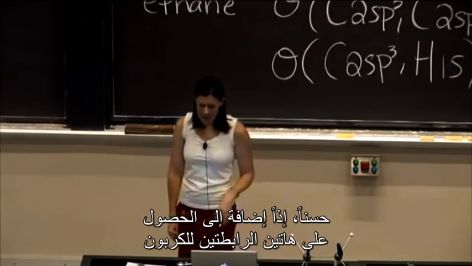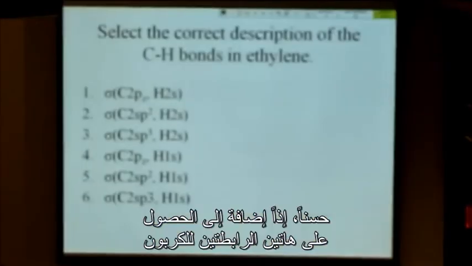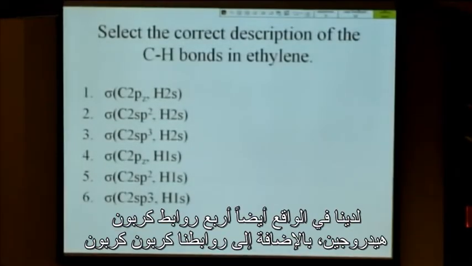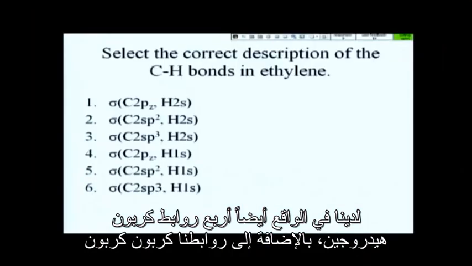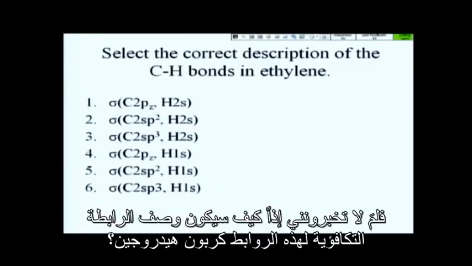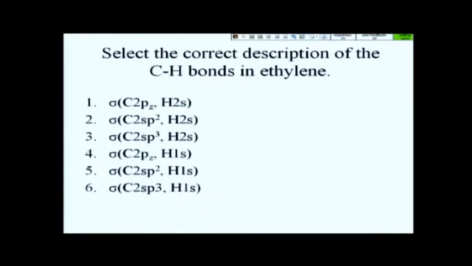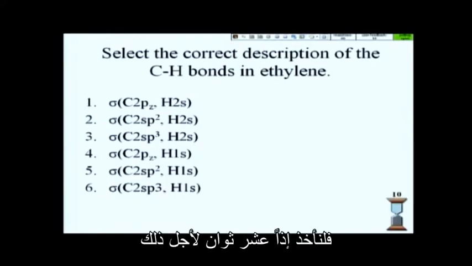All right, so in addition to having these two carbon bonds, we actually also have four carbon-hydrogen bonds in addition to our carbon-carbon bonds. So why don't you tell me what the valence bond description would be of these carbon-hydrogen bonds? So let's take 10 seconds on that.